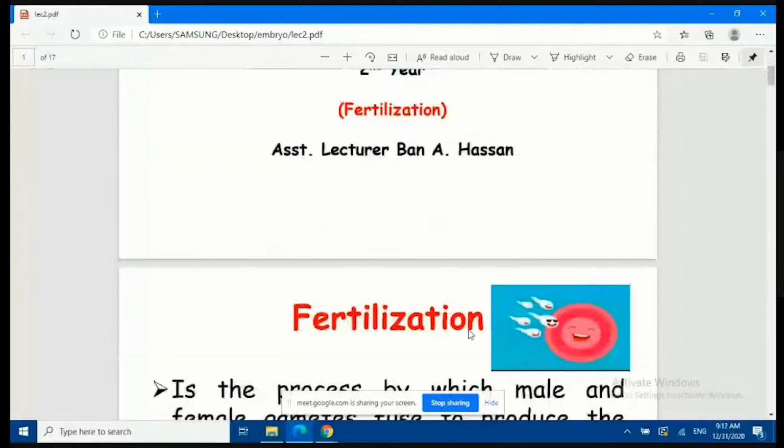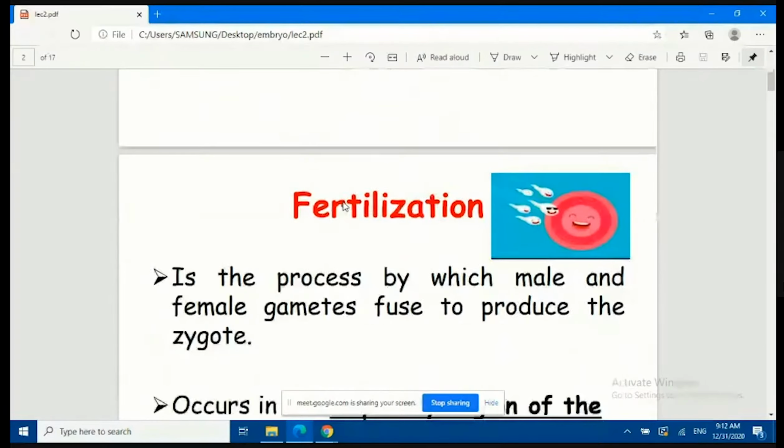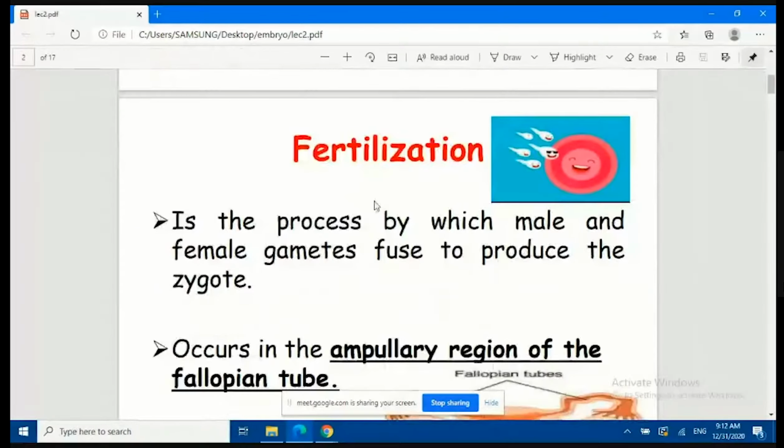Okay. We talked about gametogenesis, spermatogenesis, spermiogenesis, oogenesis, and how the sperm and ovum are formed. And since we have an ovum that is ready for fertilization, and also a fully functional sperm, let's see how fertilization happens.